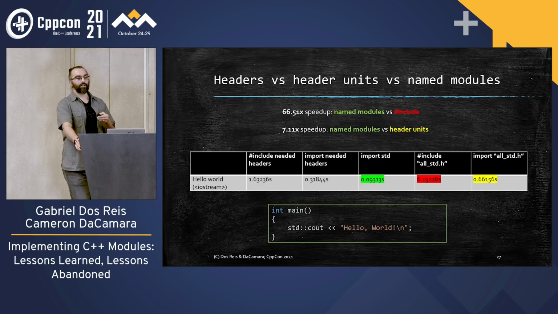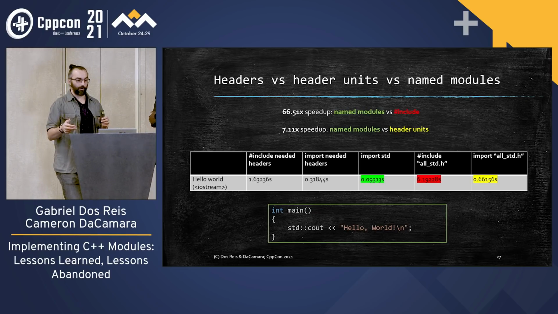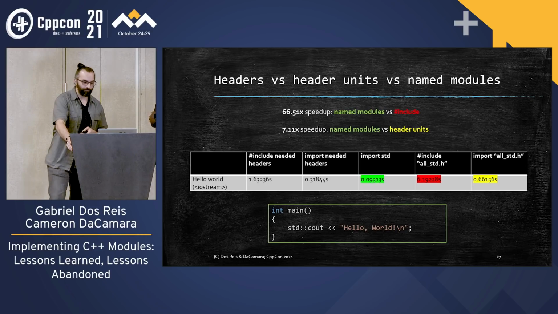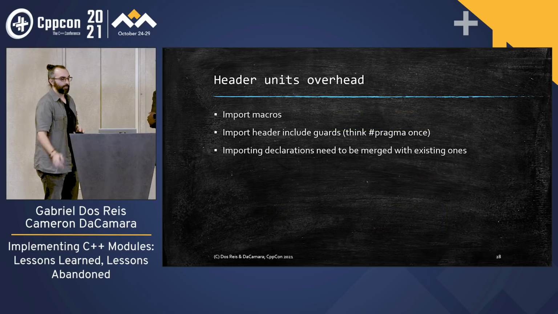But when you talk about the comparison between named modules and header units, you would think that the comparison should be pretty similar. But it turns out that's not the case. You actually get a 7.11x speedup just using named modules over import std. And there's a couple of reasons for this.